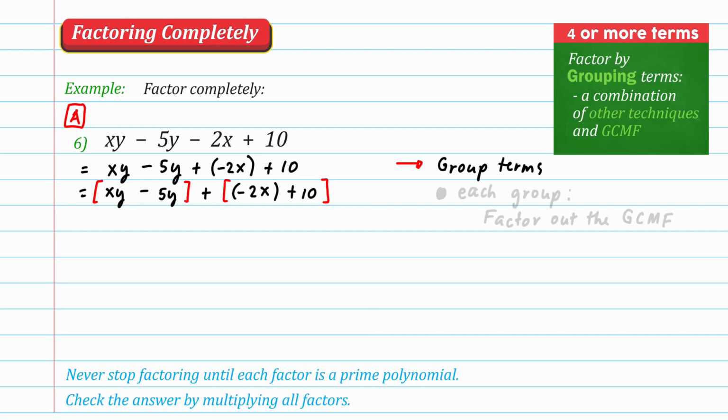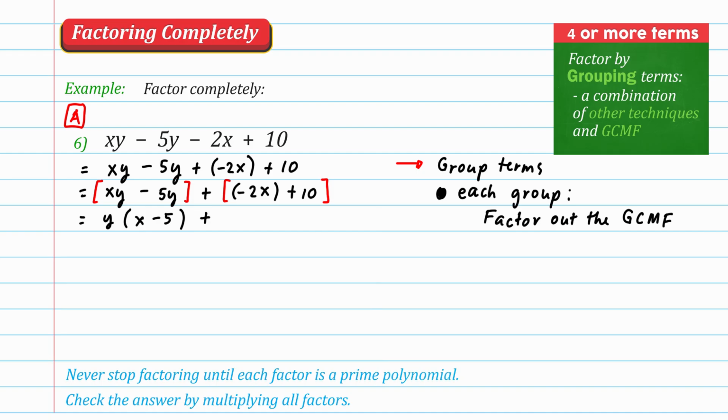Next, we find the greatest common monomial factor for each group. Group 1, xy minus 5y. The common factor is y. We can factor y out. We get y times the quantity x minus 5.